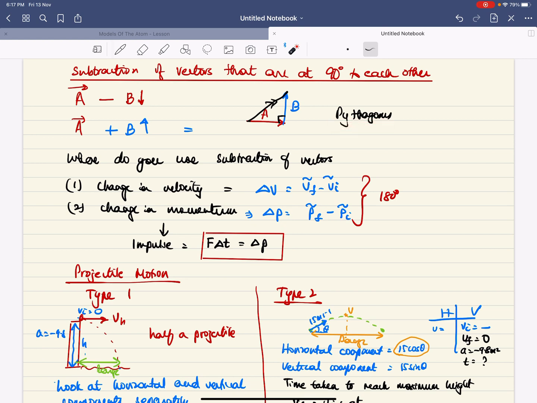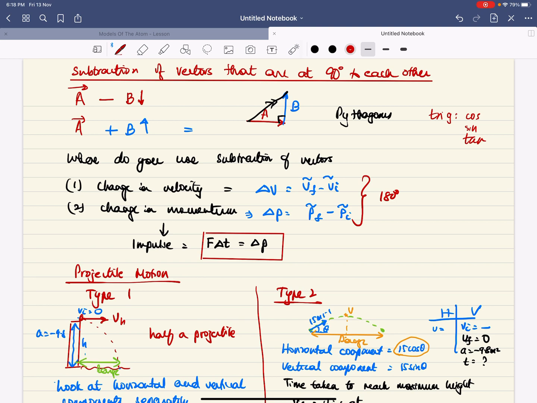Because they are vectors, you're often asked to calculate the angle, and usually the angle is where the tails meet. So it's this angle that you need to calculate, and you use any of your trig ratios, which can be cos or sine or tan, whatever you like, if you know all the three.